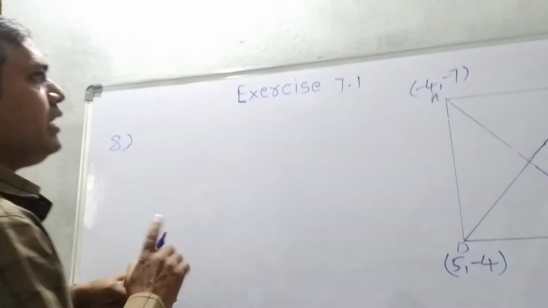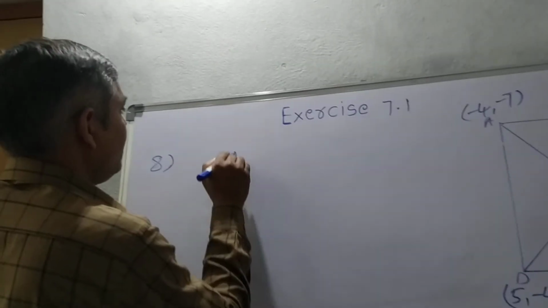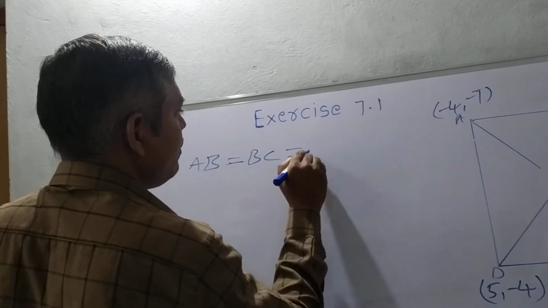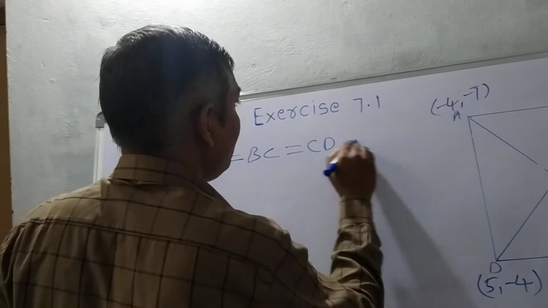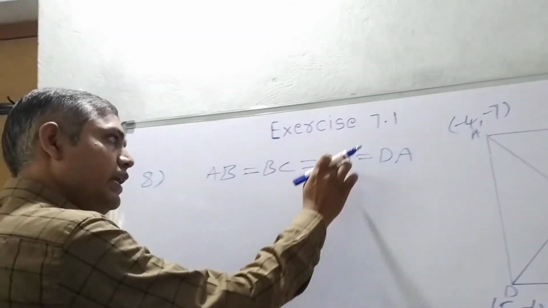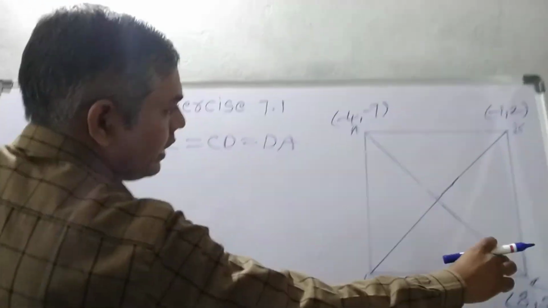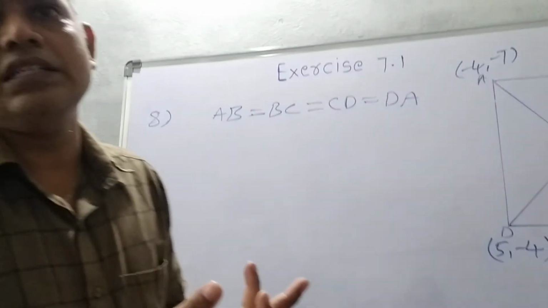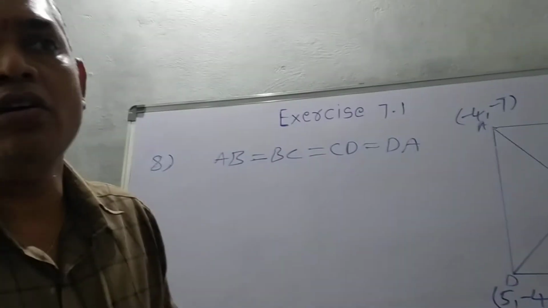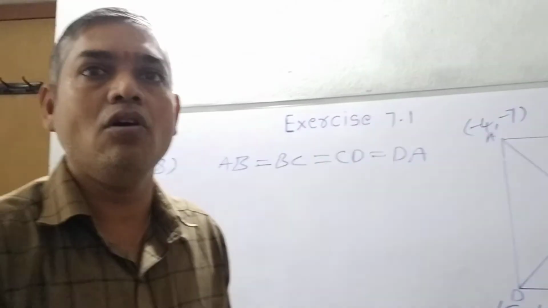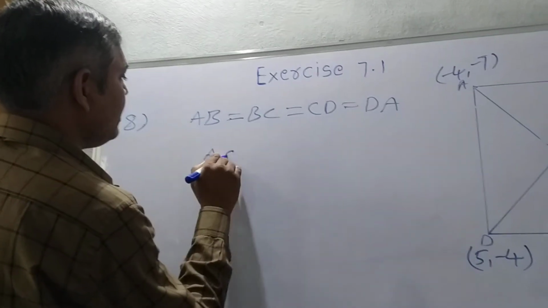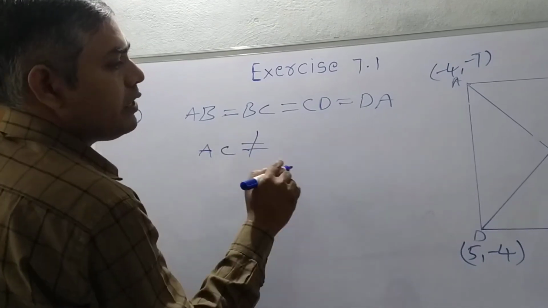To prove all the sides are equal, you have to prove AB is equal to BC is equal to CD is equal to DA. If you prove that, all the sides are equal. In a rhombus, all the sides are equal, and also in a square, all the sides are equal. But in a square the diagonals are equal, whereas in a rhombus the diagonals are not equal. Then, in the second part, we have to prove the diagonals AC is not equal to BD.